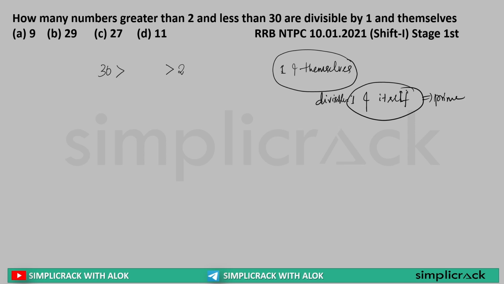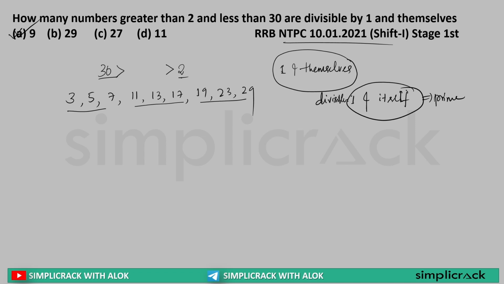Now how many prime numbers are there which fall between 30 and 2? Sir, 3, 5, 7, 11, 13, 17, 19, 23, 29. How many numbers are there? 3, 6, 9. 9 numbers there. Done? See, that's why I say, and it is an RRB NTPC question, that's why I say fundamentals are important, concepts are important, why I teach this way.